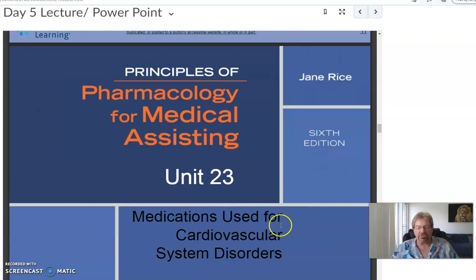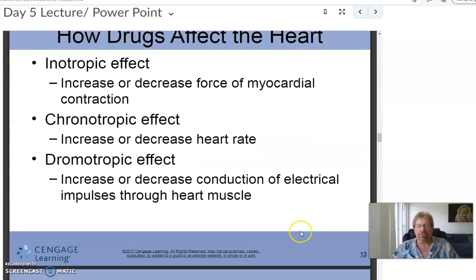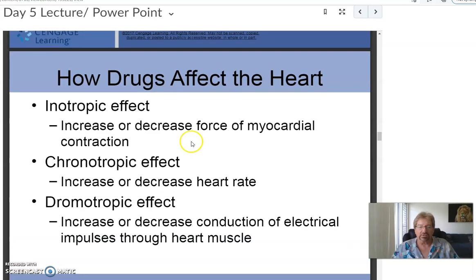Okay, medications used for cardiovascular system disorders. Heart attacks and strokes. Cardiovascular problems are a leading cause of disease in industrialized nations, and that includes, of course, the United States. How drugs affect the heart. There's three things here, guys. You went over this in pathophysiology, but let's quickly review.